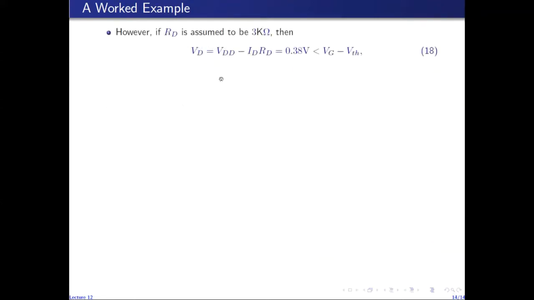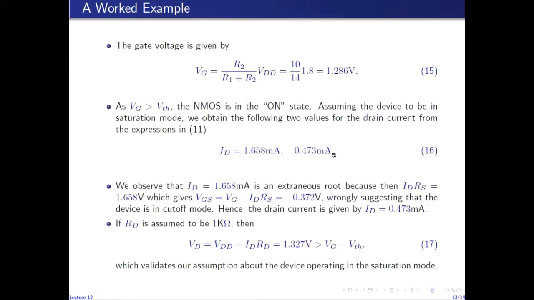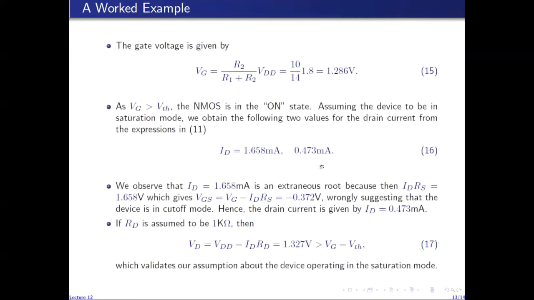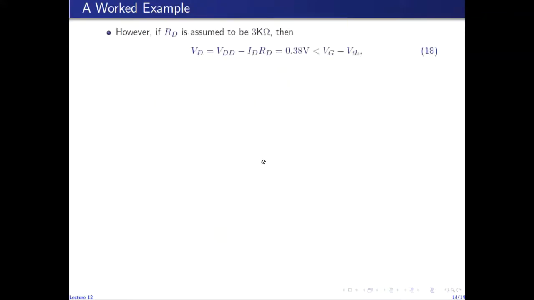However, in the other case, if I take RD to be equal to 3 kilo ohms, then using this 0.473 milliampere value, I can find VD again, and this comes out to be equal to 0.38 volts. And this is clearly less than VG minus V threshold, which was about 0.8 volts. So VD is less than VG minus V threshold if we use this valid root for the drain current. Hence, our assumption that the NMOS is in saturation mode is invalid. So we must assume that the NMOS is in triode mode. So this establishes that the NMOS is in triode mode.